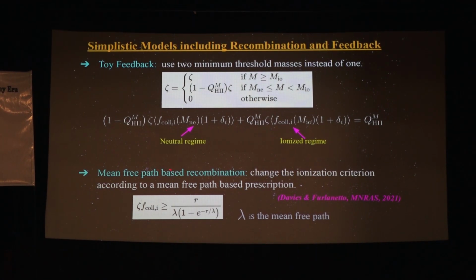And we also use mean free path based recombination, which was provided in this study by Davies and Furlanetto. And this basically modifies the ionization criterion a bit, where lambda is the mean free path. So clearly if lambda is infinite, then this will go to 1, the standard one, and if lambda is small, then it means that there is recombination. So by tuning lambda, we can in principle model the recombination.